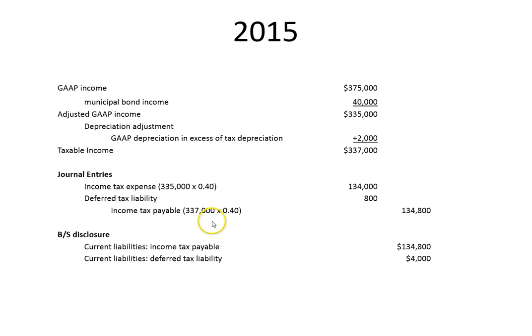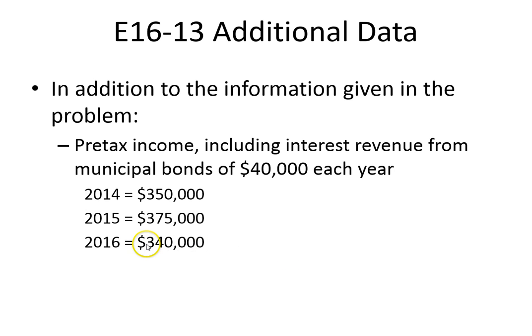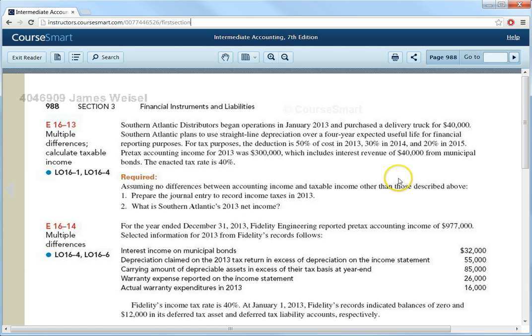So let's take a look at what happens in 2016. In 2016, we are assuming we start out with $340,000 of GAAP income. And once again, we have to deal with the depreciation issue as well as the municipal bond income issue. So let's take a look at the depreciation issue. For GAAP purposes, we'll still have $10,000 of depreciation included in that GAAP income computation. $40,000 original cost, subtracting $10,000 a year for 4 years.